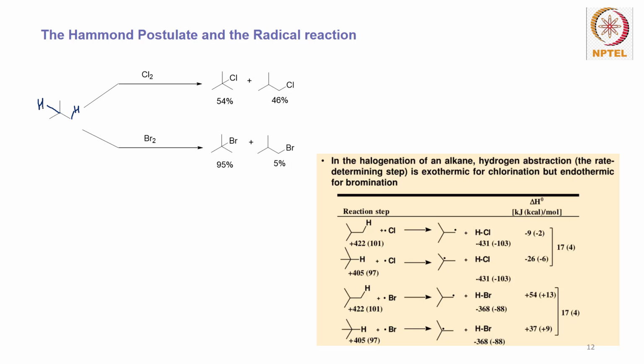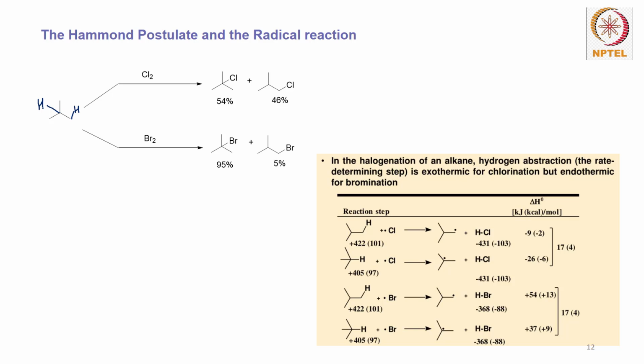Now you can see that in case of chlorination, the selectivity is not that high compared to bromination. In case of chlorination, as we know, the tertiary radical is stable, but still we get very little deviation in number, where the tertiary halide product we got in 54% and the primary one we got in 46%. Whereas in case of bromination, the selectivity is very high and we got the brominated product in 95% for the 3 degree radical and 5% for the primary radical.